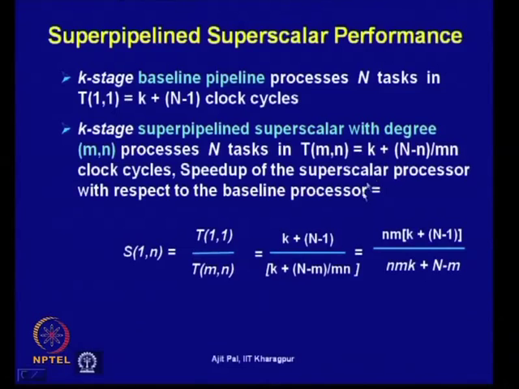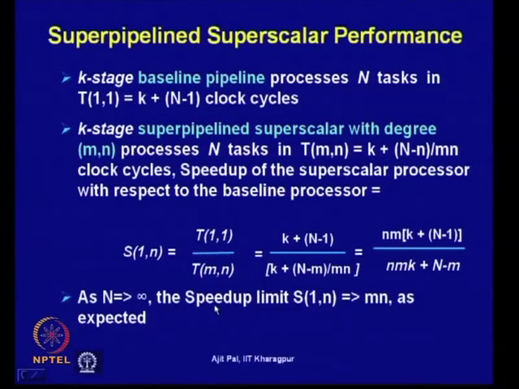So, based on that you get a speedup, S(m,n), which is equal to nm into (k plus n minus 1) by (nmk plus n minus m). So, the speedup limit in this case is mn, as expected.